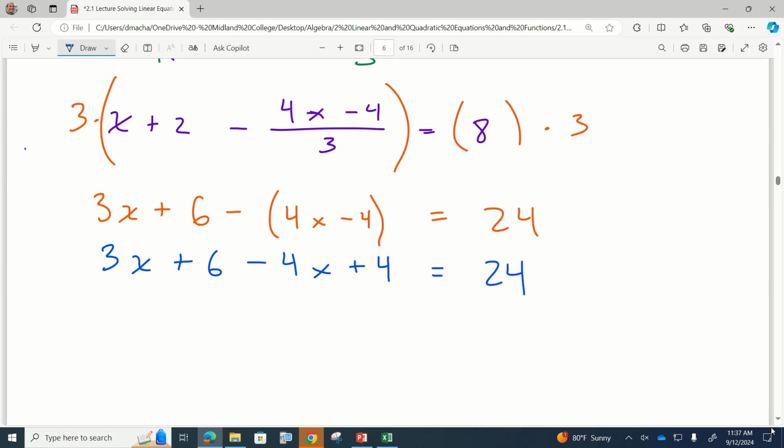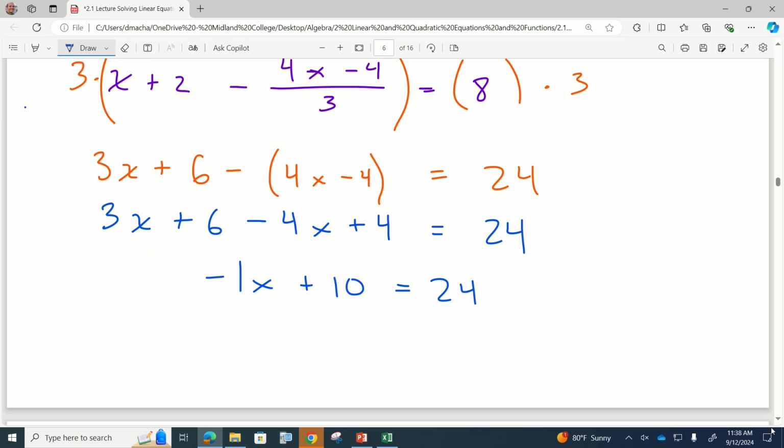Collecting like terms means I have 3x minus 4x. 3 minus 4 is just minus 1x. 6 plus 4 is 10. I'll subtract 10 from both sides and get negative 1x equals 14. And then you can divide both sides by negative 1, or multiply both sides by negative 1. And that just tells me that x must be negative 14.